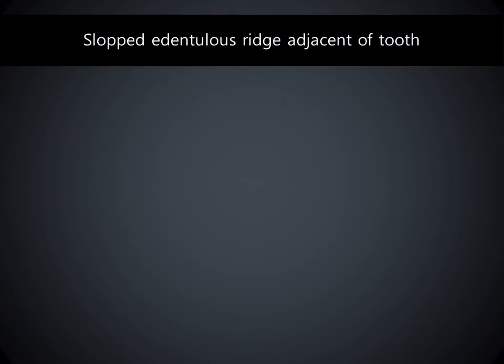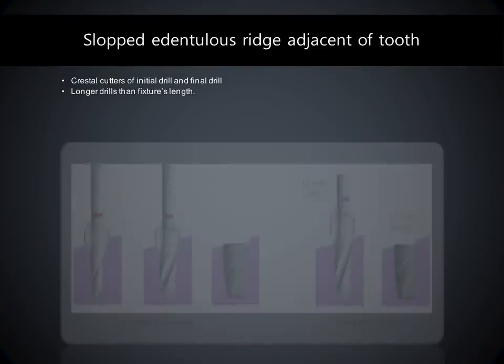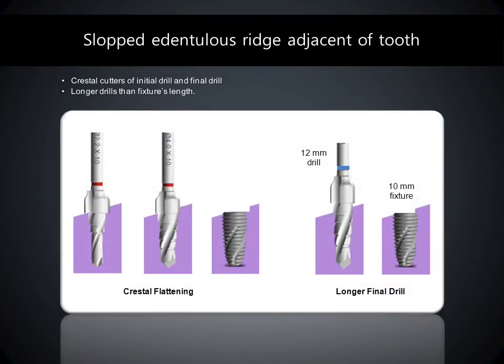The edentulous ridge adjacent to a tooth is sometimes sloped. For completely submerged placement of the fixture, the sloped ridge has to be flattened with the crestal cutter of the initial drill, or drilled with drills longer than the fixture's length.